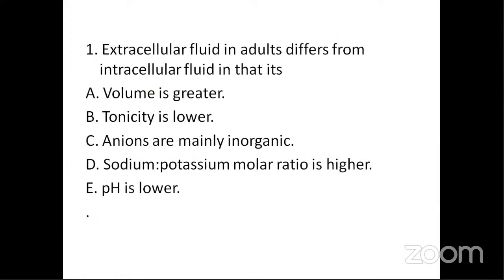First question. Extracellular fluid in adults differs from intracellular fluid in that its volume is greater, tonicity is lower, anions are mainly inorganic. You have to tell me which is true among these and which is false. And option E is pH is lower.